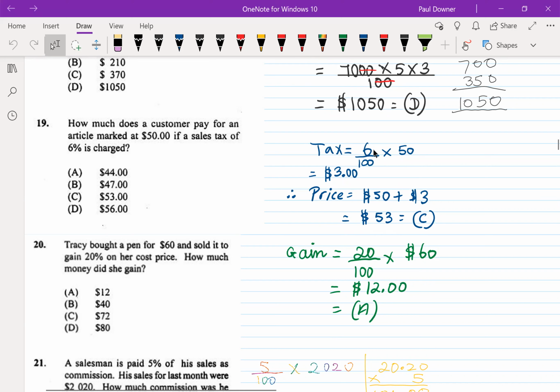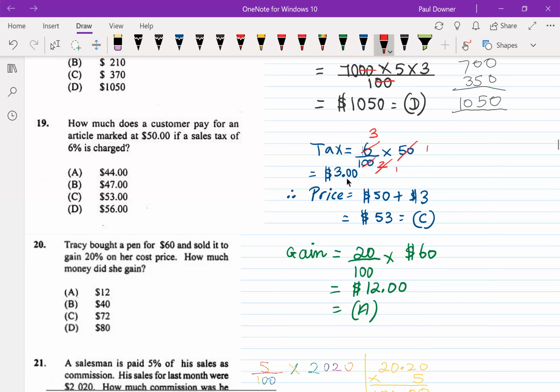So the tax will be 6%. Look here, 6% is charged. 6% means 6 over 100 of the original marked price of $50. So let's work that out. How did we get $3? Well, 50 could go into itself one time, and 50 could go into 100 twice. Then this 2 could go into itself one time, and then 2 could go into 6 3 times. So it means then that the final answer is going to be 3 times 1 over 1, or simply $3.